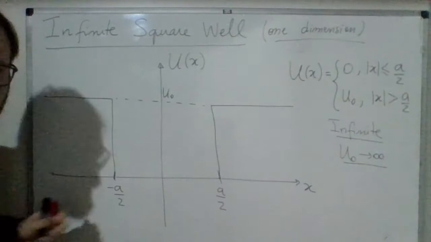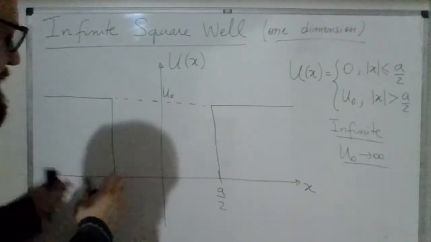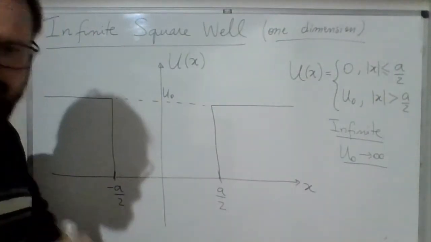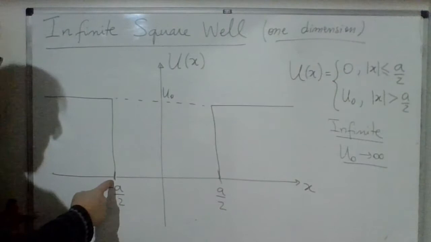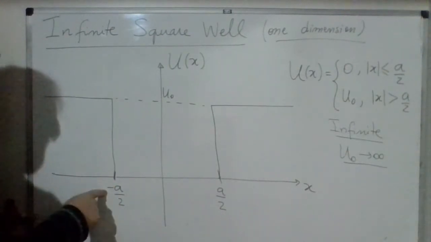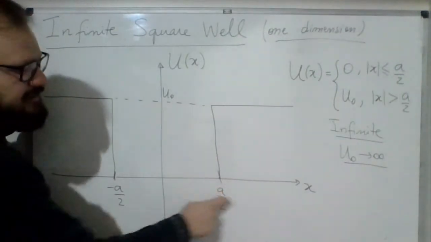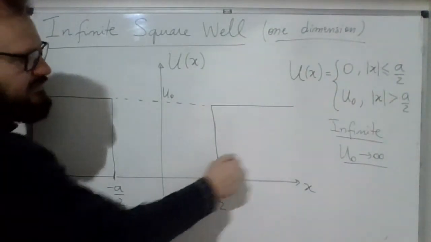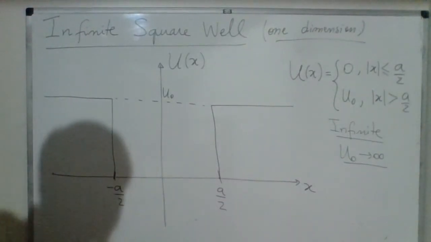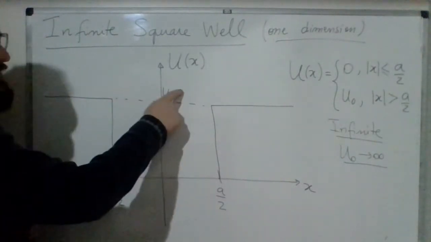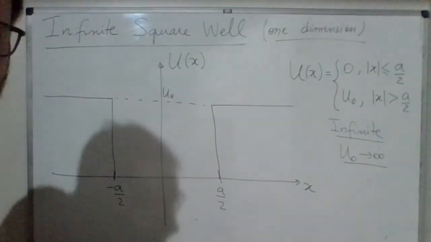And in this case, we are doing a symmetric potential, all right? So for x lower than minus a over 2 or larger than a over 2 for the x variable, which is a space dimension here, the potential has a value of some u naught, all right?